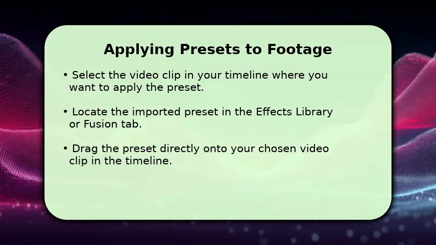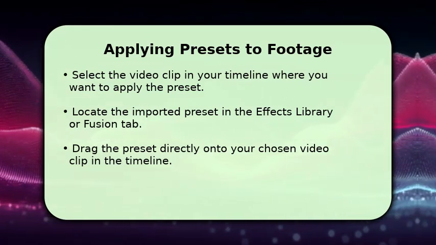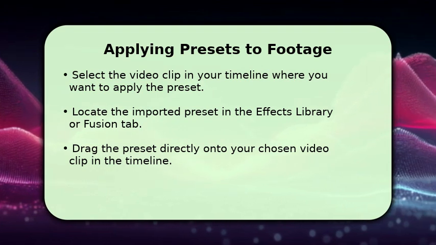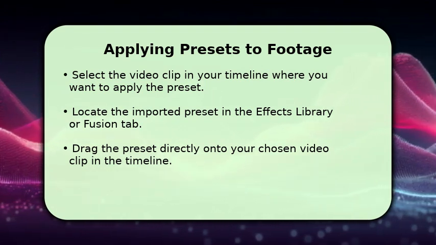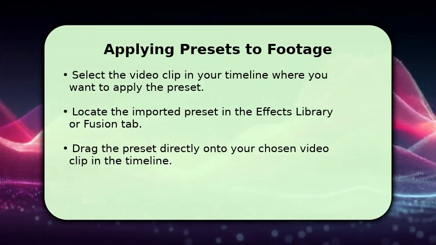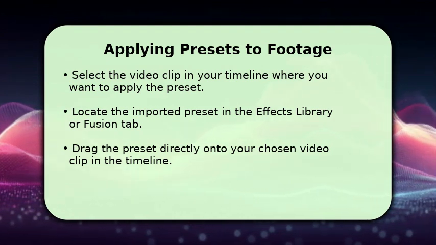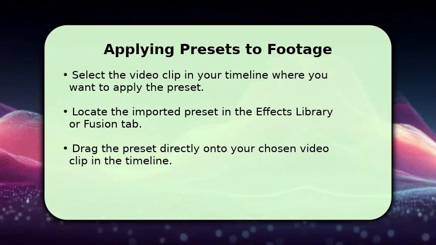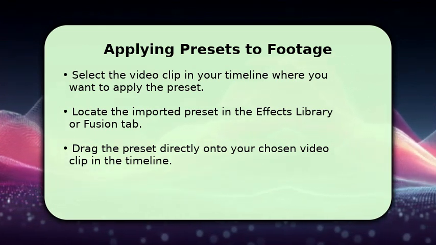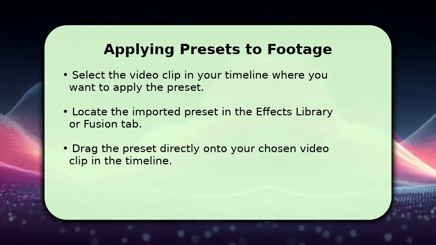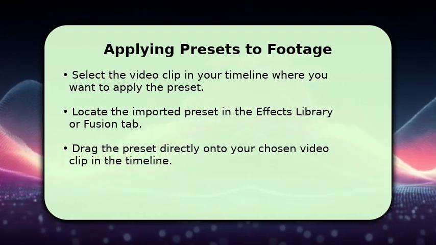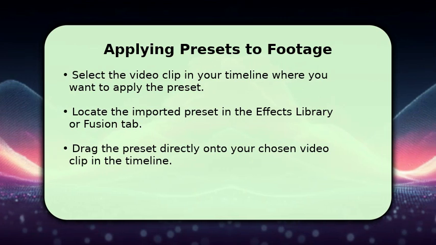Now that your presets are imported, applying them is incredibly simple. First, select the specific video clip on your timeline that you wish to enhance. Next, navigate to your effects library or the Fusion tab if it's a Fusion-specific preset and find your newly imported preset. Simply drag and drop that preset directly onto your selected clip. You'll instantly see the changes. For further customization, head to the Inspector panel to fine-tune its various parameters.